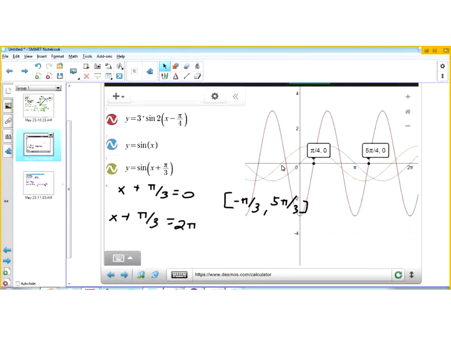Okay, so let's identify this point. So there's negative pi thirds, the start of the period, and we have to go through the full range. And so the end of the period would be here, 5 pi over 3 for the green curve. Okay, and then we have 3 x-intercepts along the period. Okay, all right, so that's how that works. So we can find the amplitude, the period, and phase shift of a trig function.